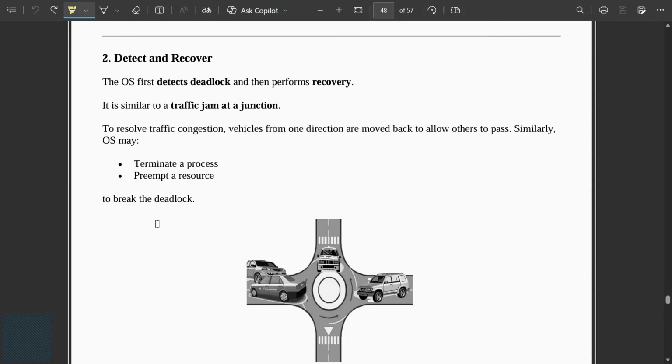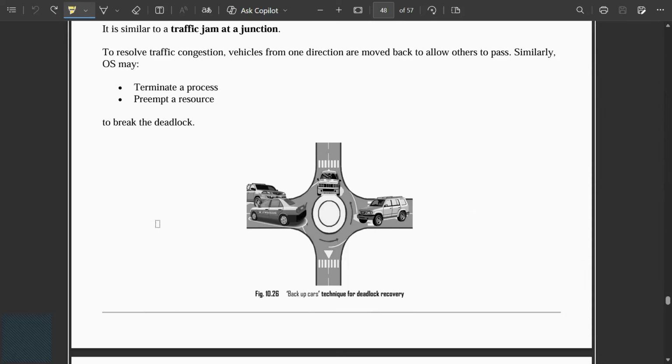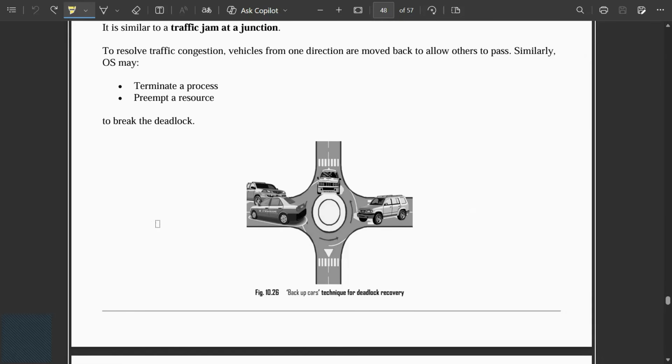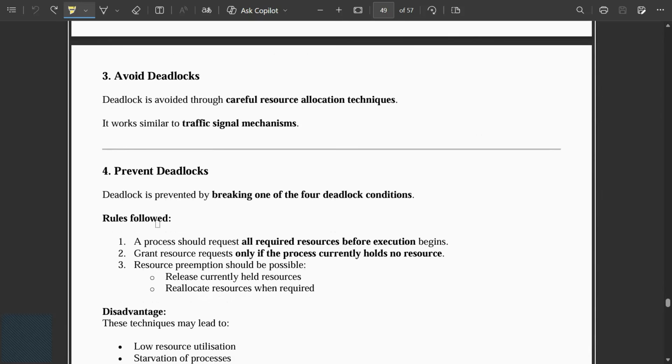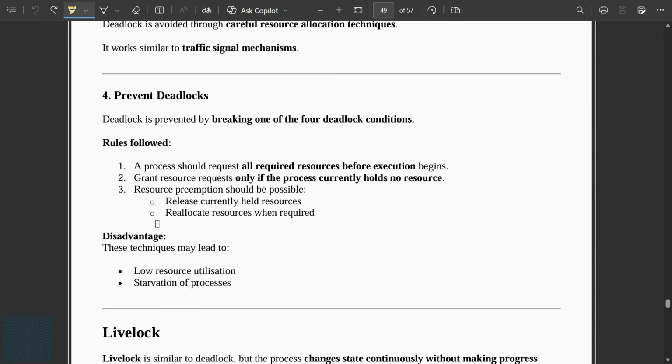Detect and recover. The OS first detects the deadlock, then performs the recovery. It is similar to a traffic jam at a junction. It has to recover from it, and solve it like vehicles from one direction are moved back to allow the others to pass. Similarly, the OS should terminate a process or preempt a resource to break the deadlock, or else avoid deadlocks through careful resource allocation techniques, then prevent the deadlocks by breaking one of the four deadlock conditions.